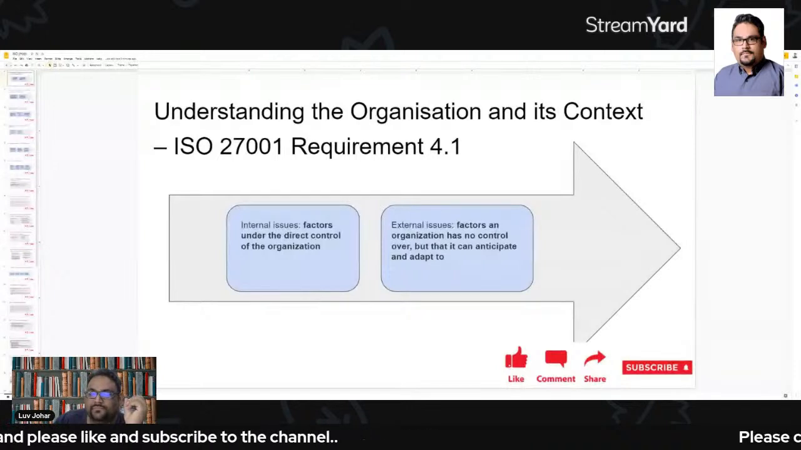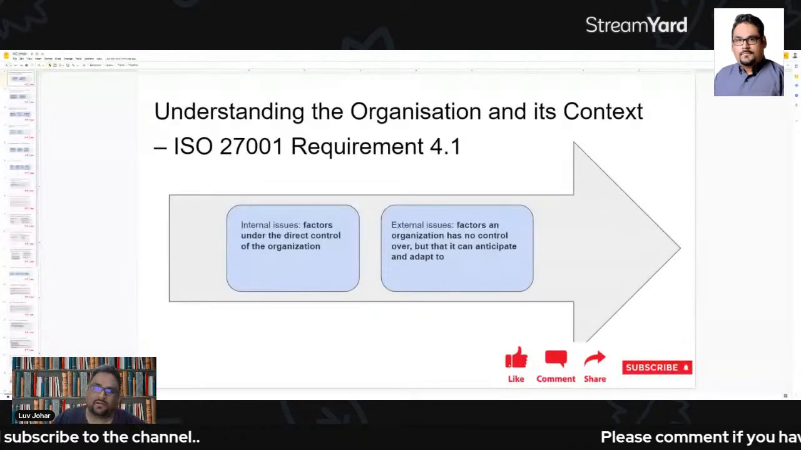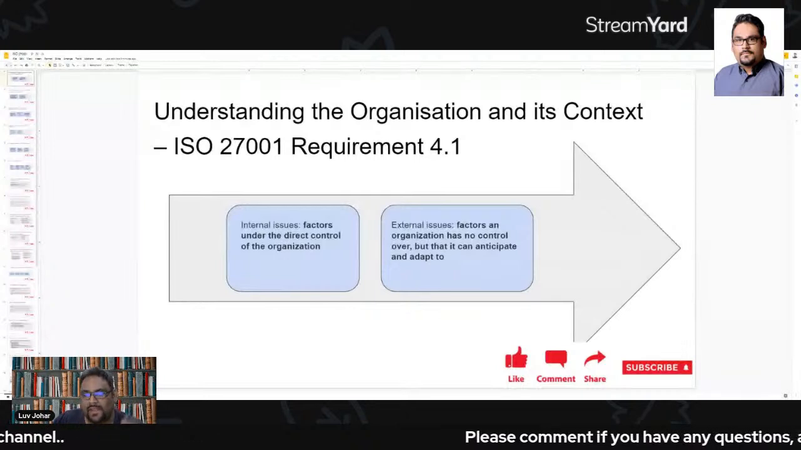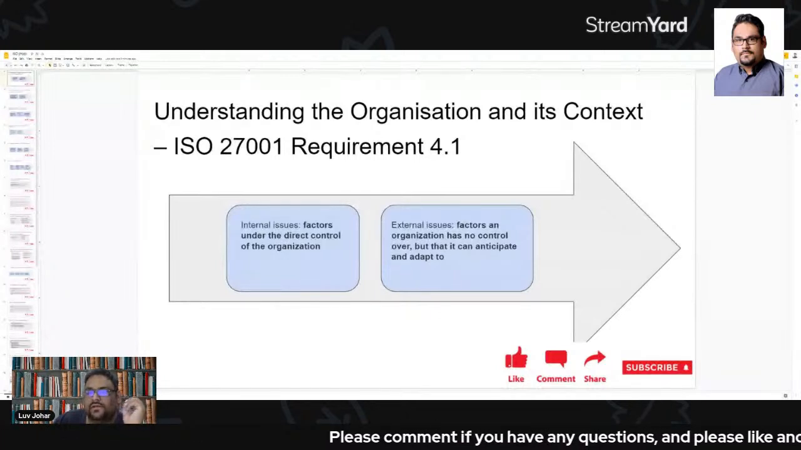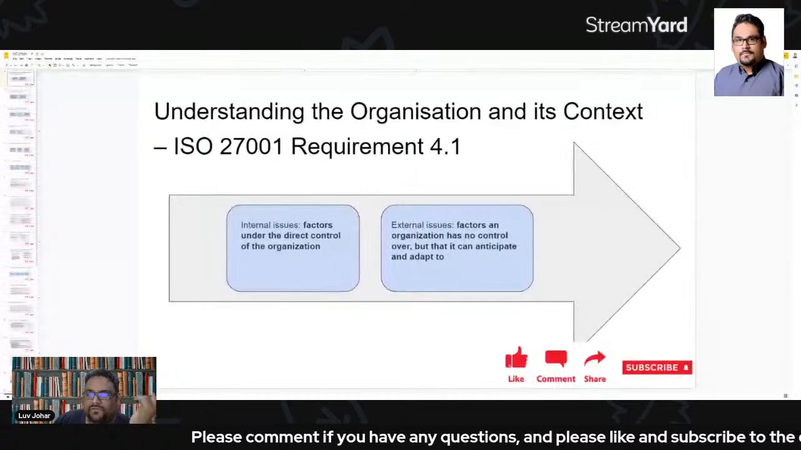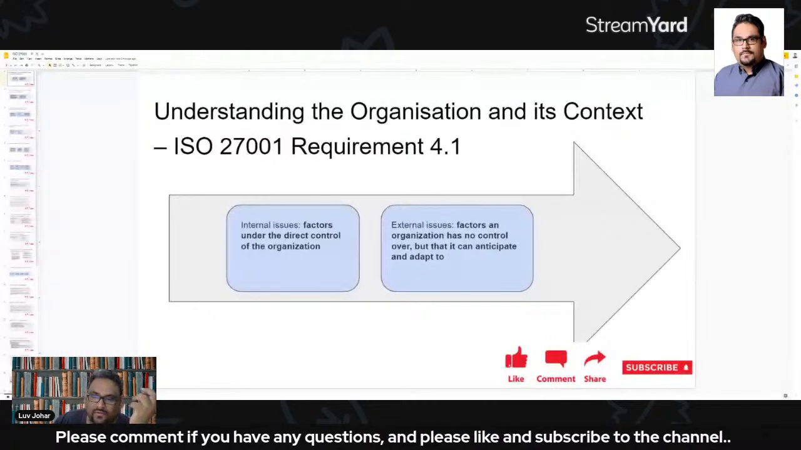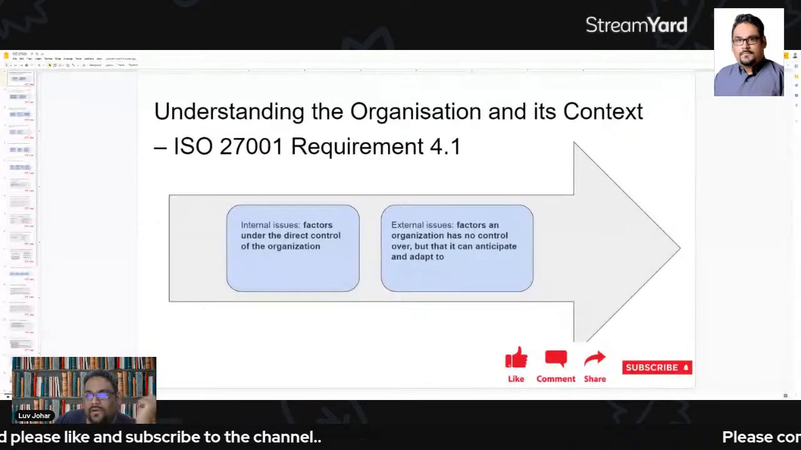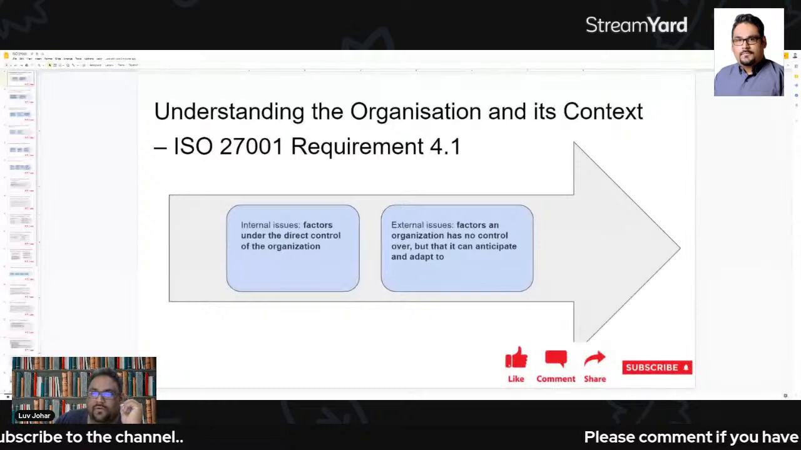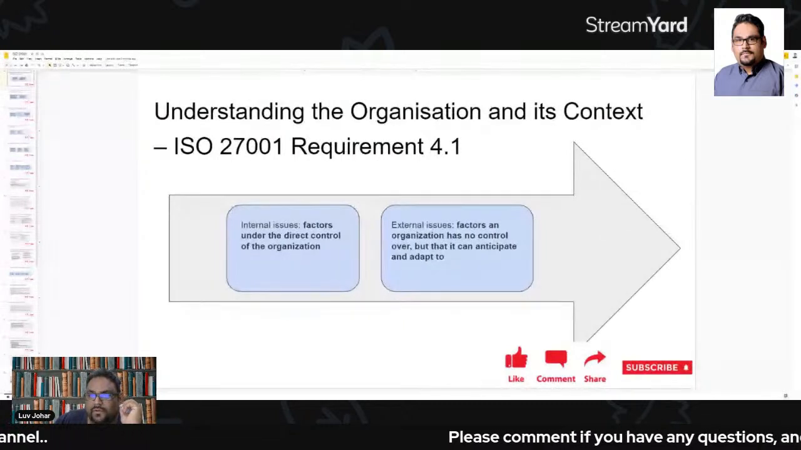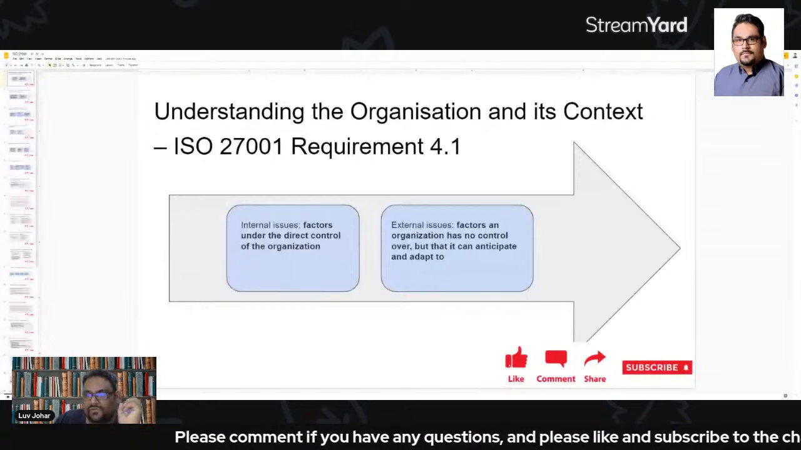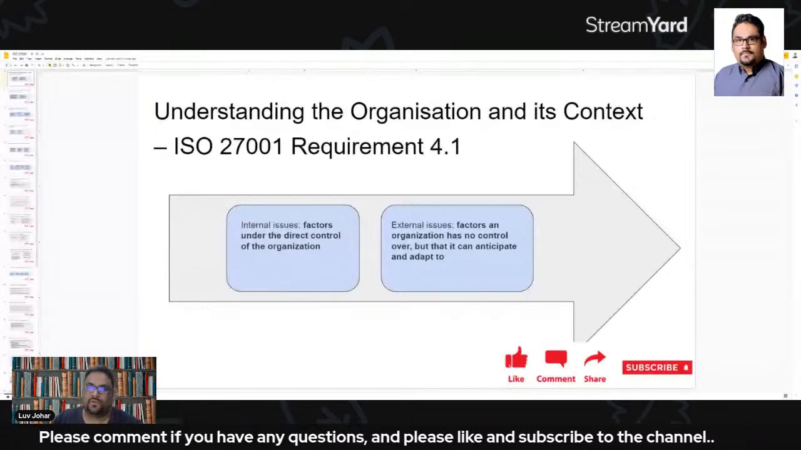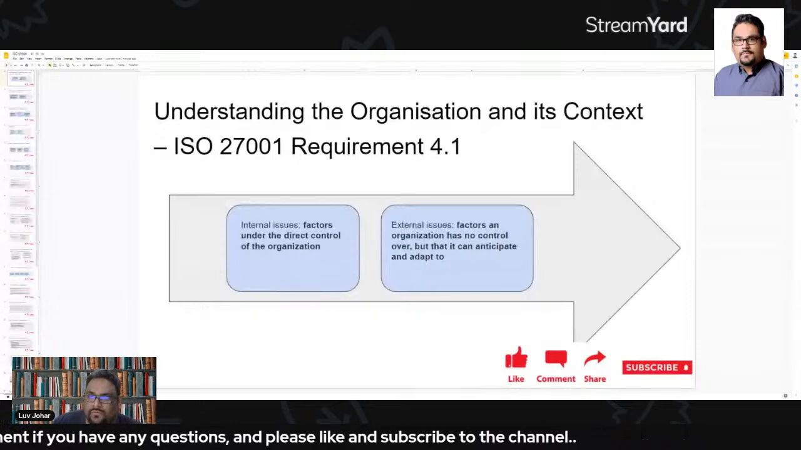Okay, apart from this, nowadays, every day there is a breakthrough in terms of technology. New innovations are happening, so try to watch out for all these aspects, because these are very important from an organization point of view. Okay, so these are the internal issues and external issues that we have discussed. I hope you must have got a clarity by now.